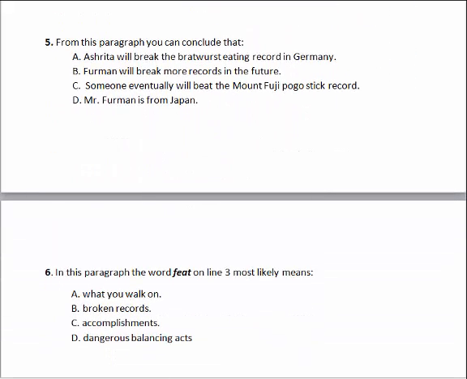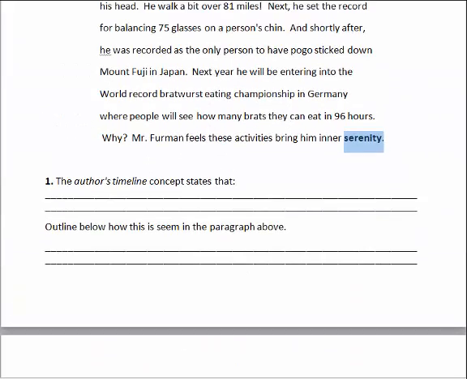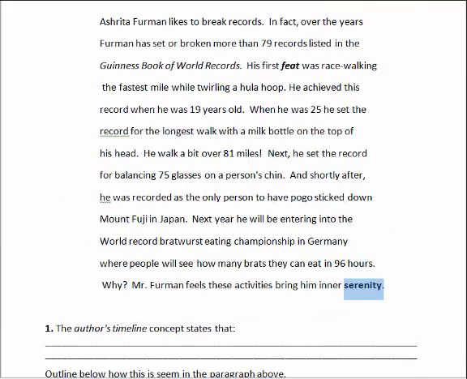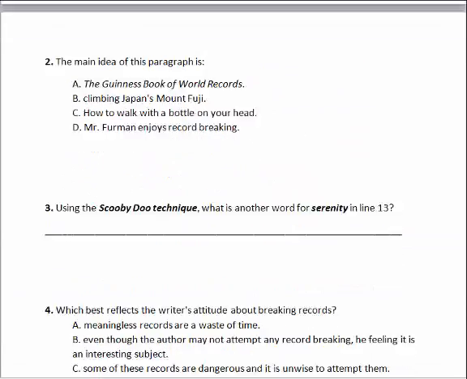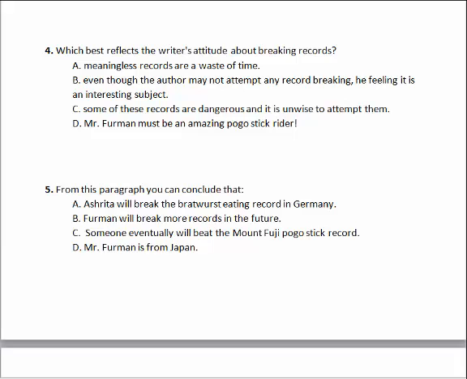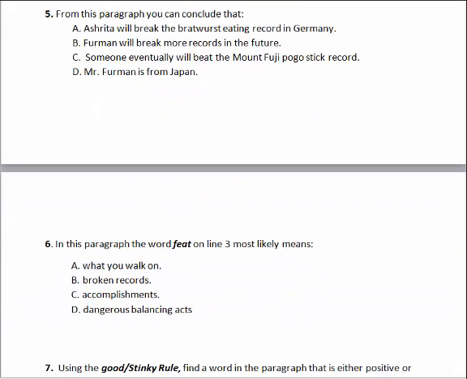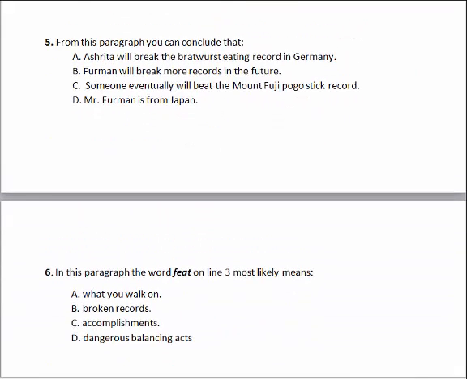5. From this paragraph, you can conclude. Well, the conclusion down here. Overview of this passage. Furman breaks records. Here's a list of all the records in the author's timeline, and down at the bottom it says Furman likes to do this because it gives him inner serenity, makes him feel good. So what can you conclude about that? If it makes him feel good, he's probably going to do it again. Is that too far of a leap in the future?